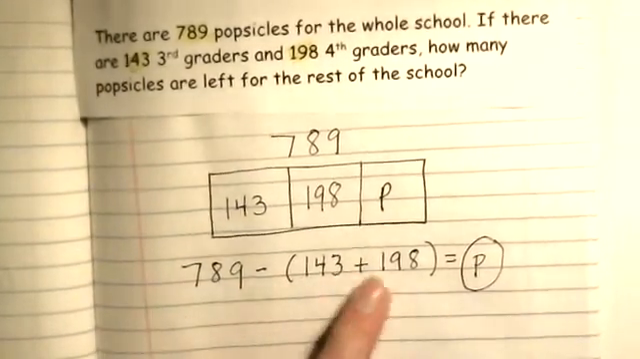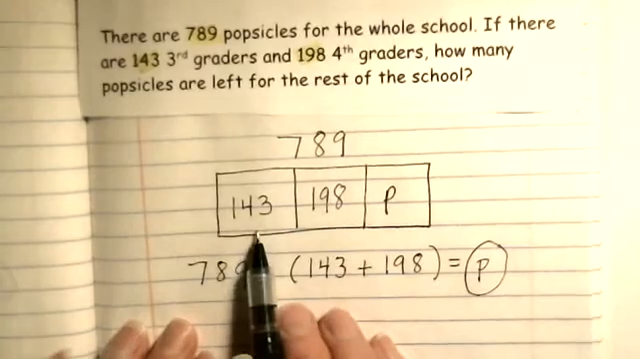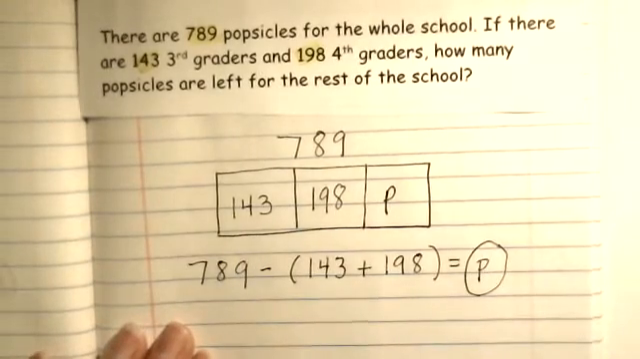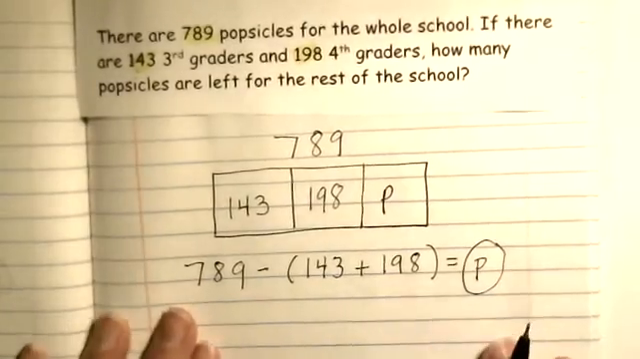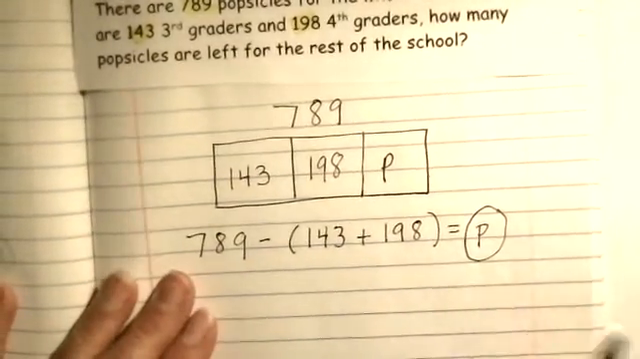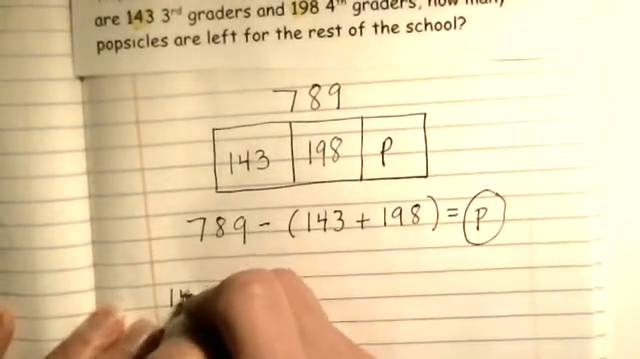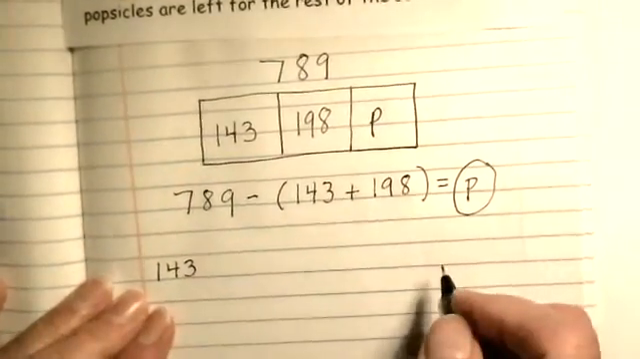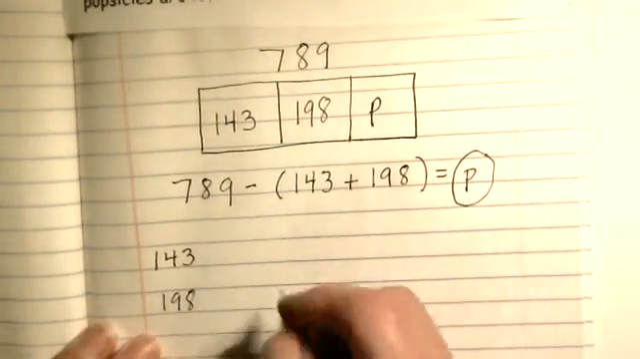So I have to first add these up. That's why I have it in parentheses. I have to add up how many third and fourth graders there are to find out how many popsicles will be left for the rest of the school. So I'm going to do my adding first, and I'm going to do the place value way like I have been doing the last couple times.